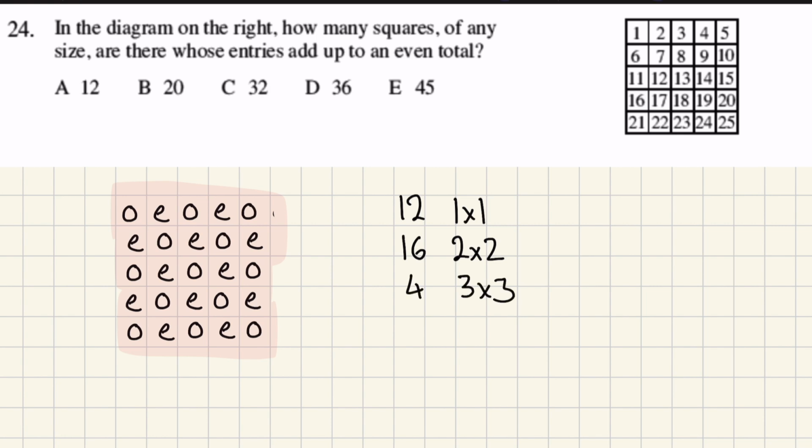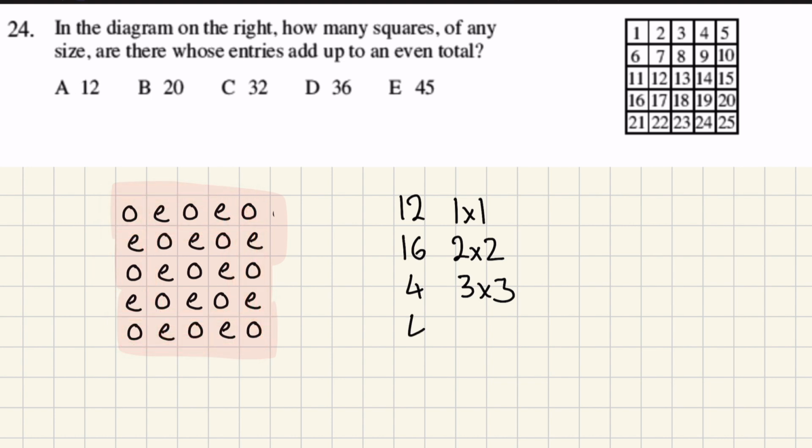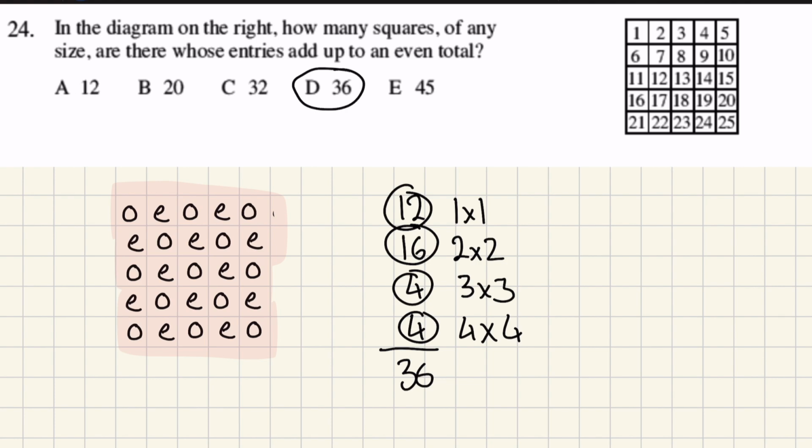And then the last thing is a 4 by 4. Now a 4 by 4 is made out of 2 by 2s. So we know that the sum of a 4 by 4 just has to be even. So how many 4 by 4s do we have? 1, 2, 3, and 4. So we've got 4 4 by 4s. Let's add all of these up. 12, 16, 4, and 4. I believe the total is 36. So the answer is D.